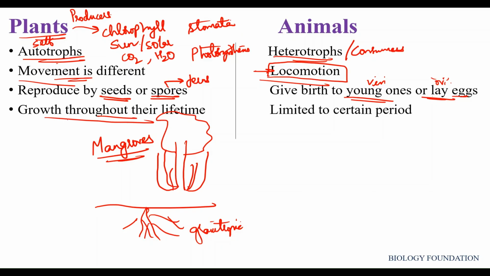Okay, that's because of the presence of specialized cells in them known as meristematic cells. What are these meristematic cells? These cells continuously divide. Their function is to continuously divide. Because of the presence of meristematic cells, a plant continuously grows throughout its lifetime until its death. But in animals, that's not the case.